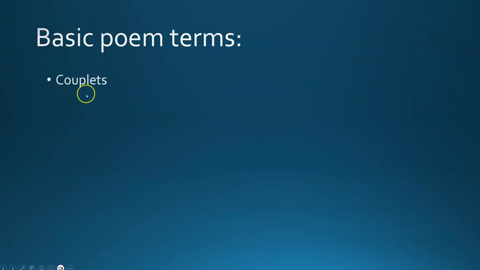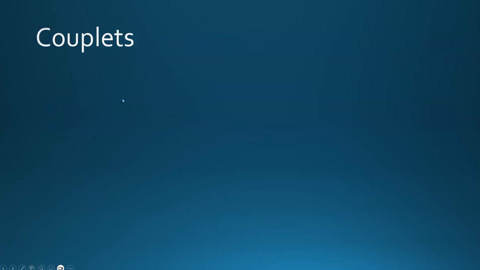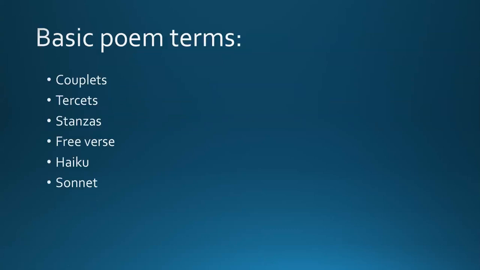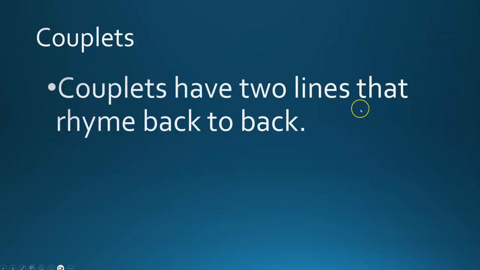In this video, we're going to look at couplets, tercets, stanzas, free verse, the haiku, and the sonnet. So a couplet is basically when two lines rhyme back to back. You have a line and then another line, one on top of another, and they rhyme.